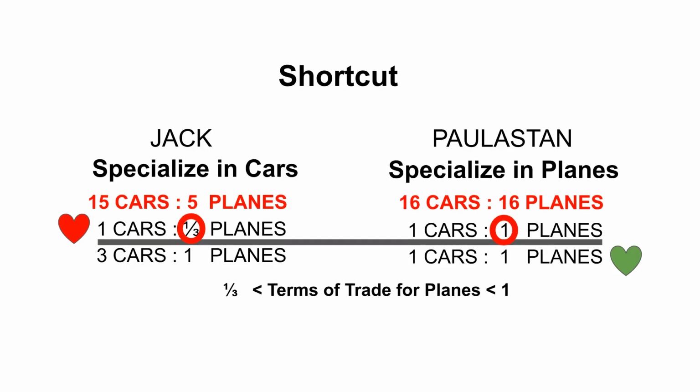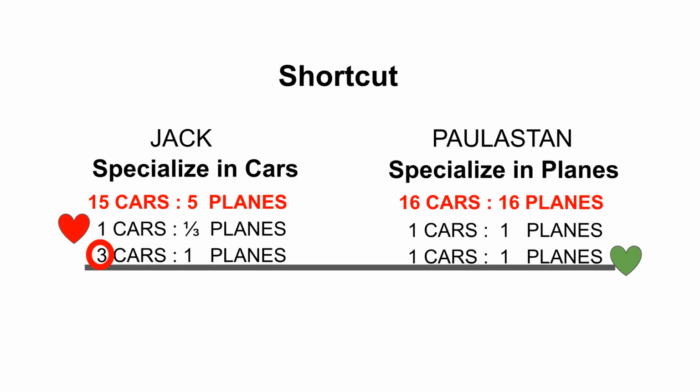Same thing for planes. Jack's cost for 1 plane is 3 cars. Pakistan's cost for 1 plane is 1 car. So any trade ratio for 1 plane must fall between 1 and 3 cars. This method works for any pair of goods. Just pick 1 good, find each country's opportunity cost for it, and use those 2 numbers to set your trade range.